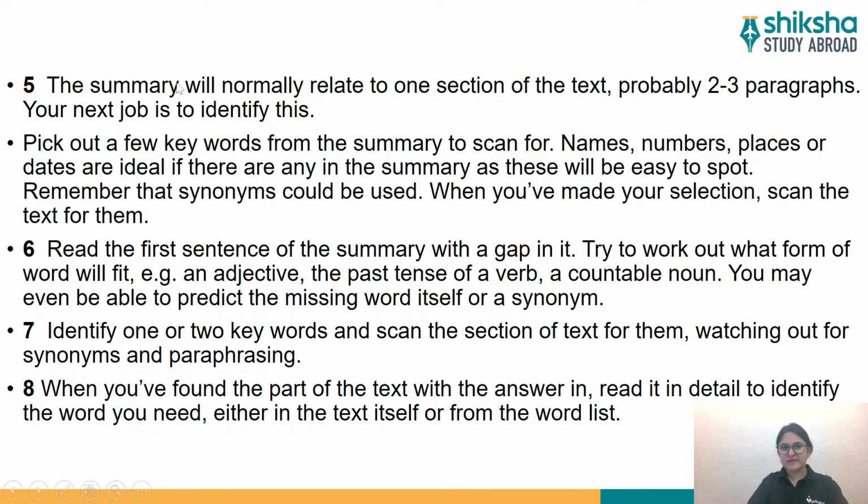Fifth strategy: the summary will normally relate to one section of the text, probably 2 to 3 paragraphs. Your next job is to identify this. Pick out a few keywords from the summary to scan for. Names, numbers, places, or dates are ideal if there are any in the summary, as these will be easy to spot. So these can be your keywords as well: the names, places, dates, or the name of a person. Something like that.